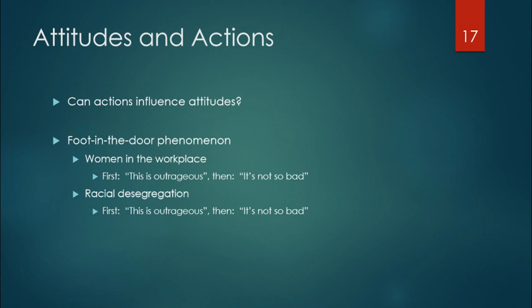Same thing with racial desegregation. Back in the 60s, when desegregation first started occurring, a lot of racist people said similar things. This is outrageous. This is unfair. This is not their place. This is not the way it should be. And then same story. Fast forward a few years, lo and behold, those attitudes had changed. Views on desegregation had improved dramatically. All it took was a couple years of it to happen.